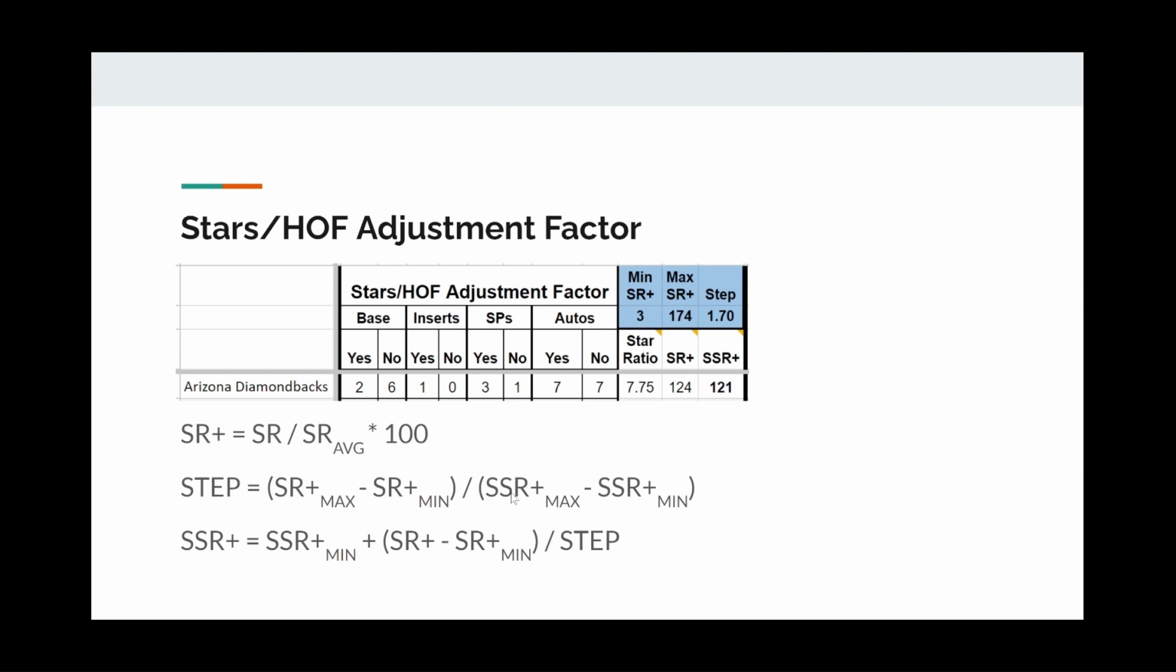And then SSR plus, which stands for scaled star ratio, is the exact same formula as for the scaled rookie adjustment factor, where you take the minimum and then you add the value here subtracted by the minimum divided by the step.